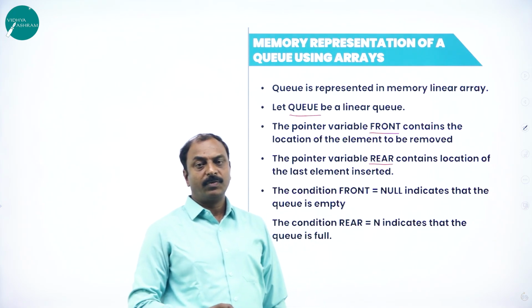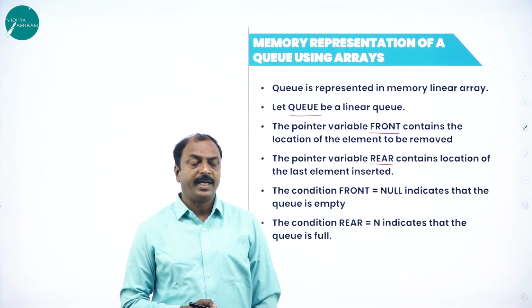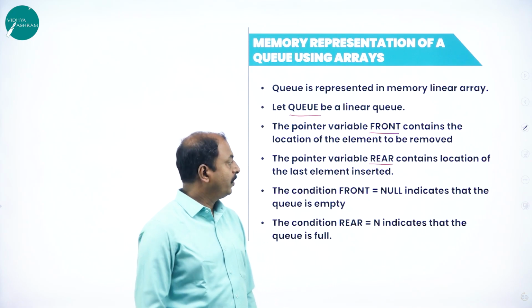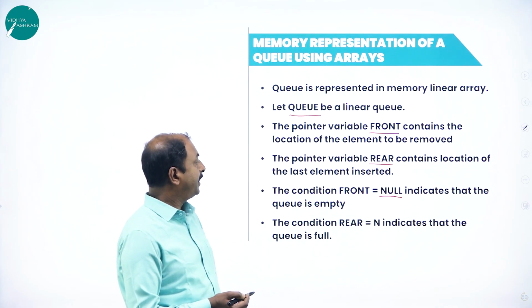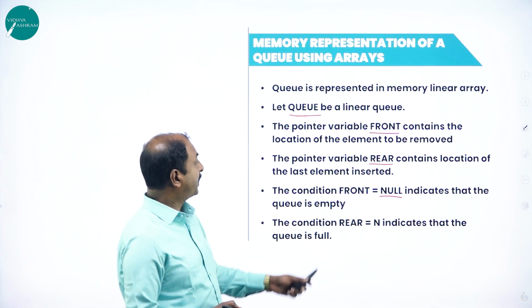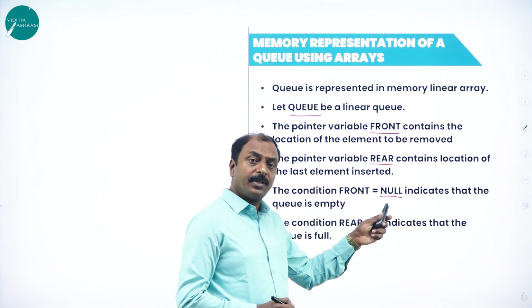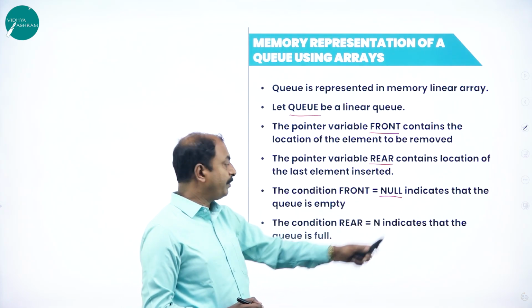As you learned in our previous session, there are 2 pointers, front and rear. If front is pointing to null, it indicates that the queue is empty. There are no more elements, so we cannot remove any element from the queue. So this is the condition that indicates the queue is empty.